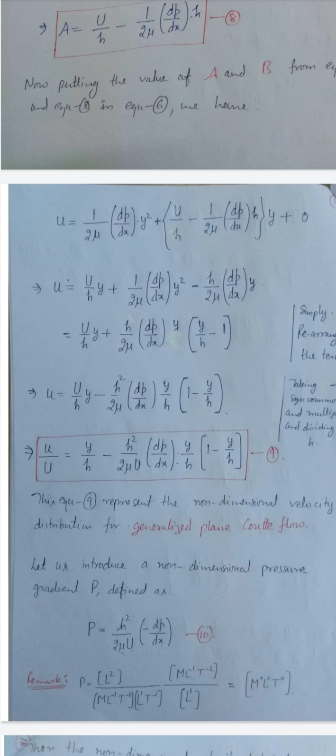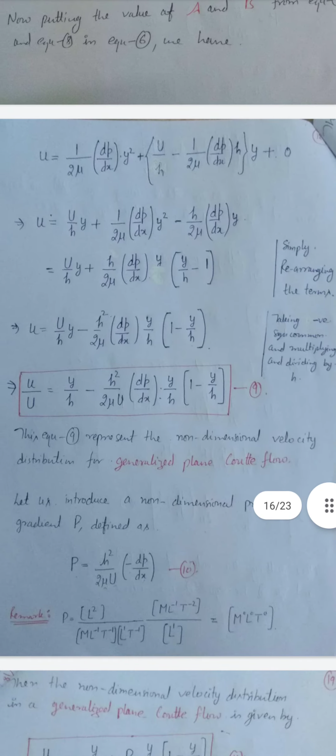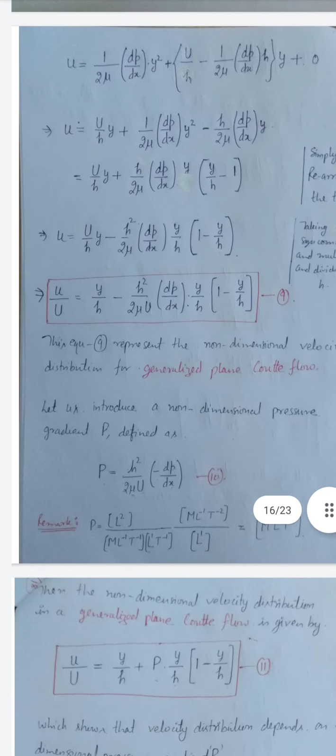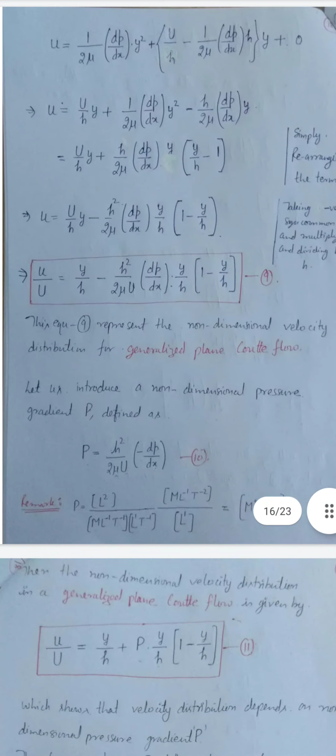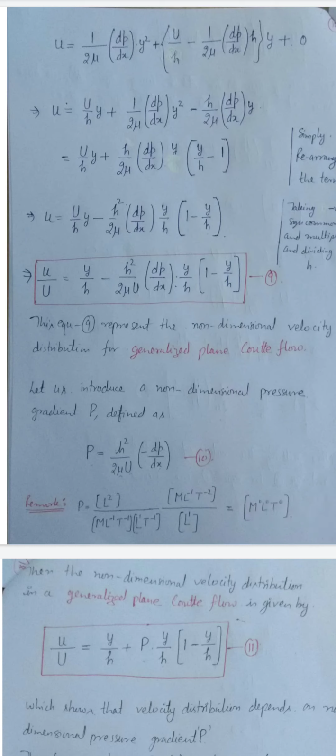What does this equation 9 represent? This equation 9 represents the non-dimensional velocity distribution for generalized plane Couette flow. ये जो है, this represents the non-dimensional velocity distribution for generalized plane Couette flow.